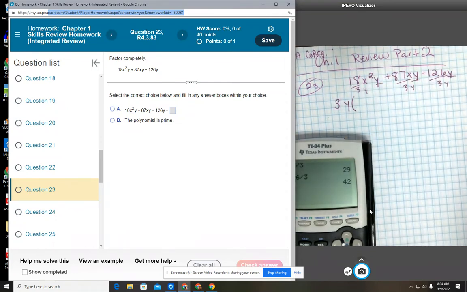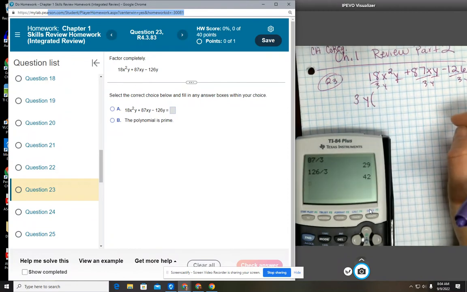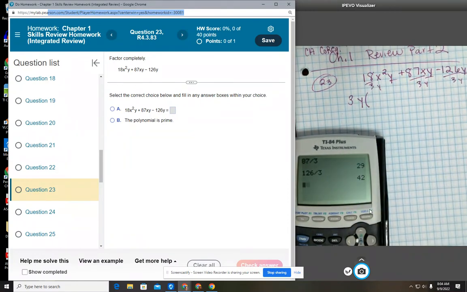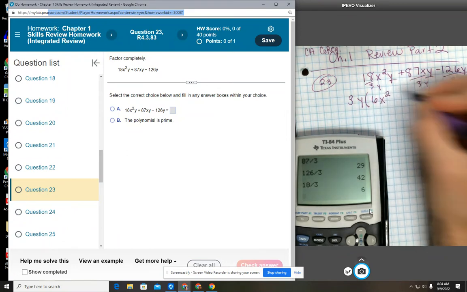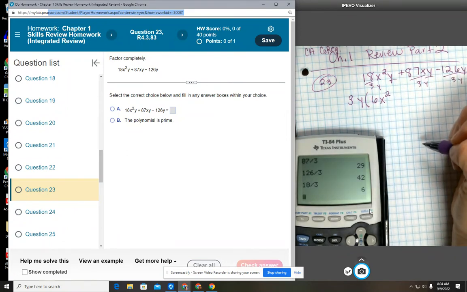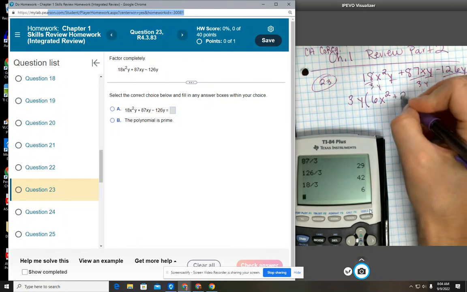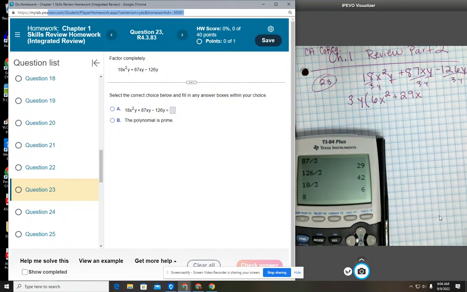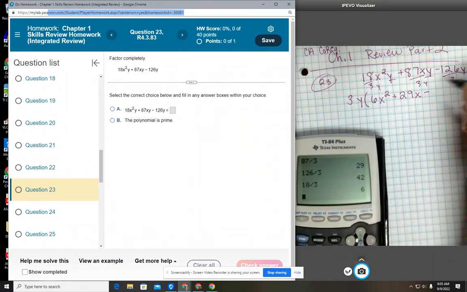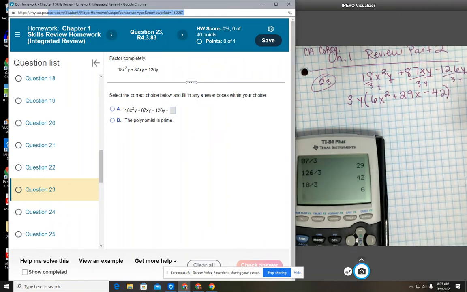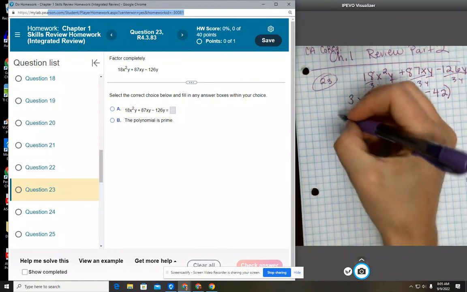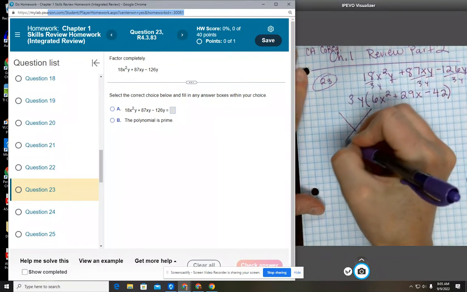So going to factor out the 3y, and 18 divided by 3 is 6. So 6, and keep my x squared. 87 divided by 3 is 29, so plus 29x minus 126 divided by 3 is the 42. Okay, so far that's what we can do. So the next thing would be to see if we can factor the trinomial.